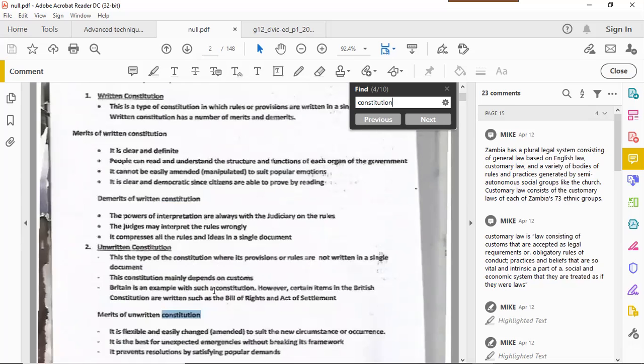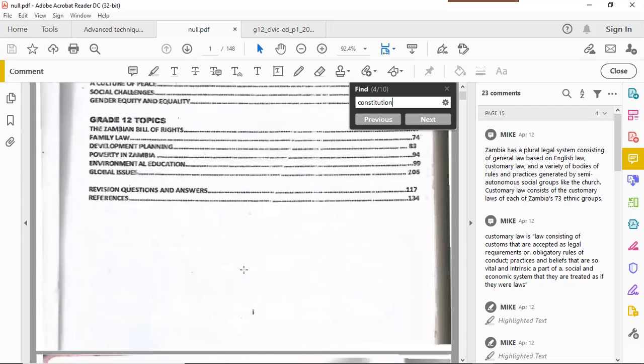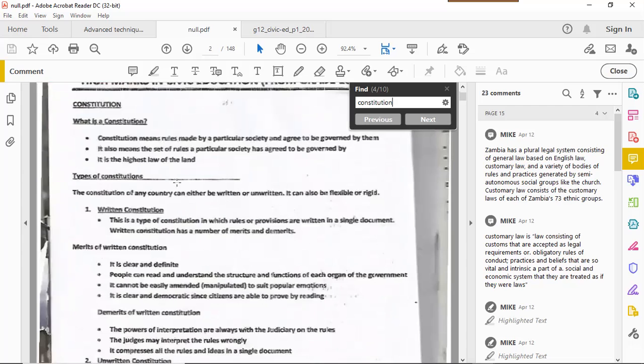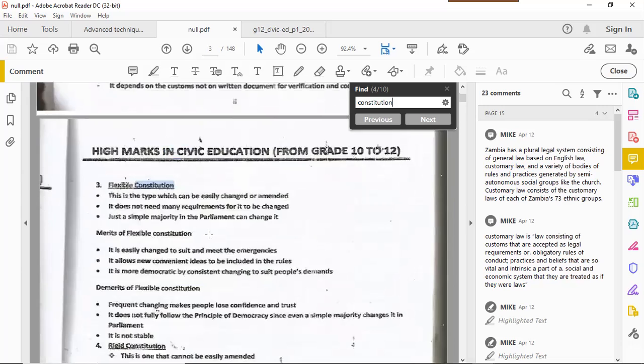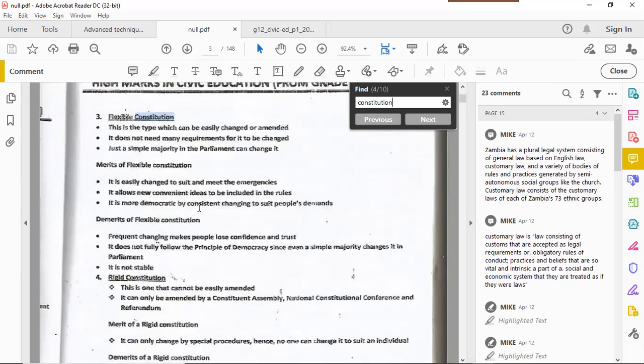So here it's led us to the types of constitutions, and you can just go straight to where a flexible constitution is, which is fixed constitution, rigid constitution. Here, flexible constitution. This is a type of constitution which can easily be changed or amended. So that's one of the tricks that I use. If I have the textbook, I can just press Control F. I can search for a keyword and use that keyword to find my answer.